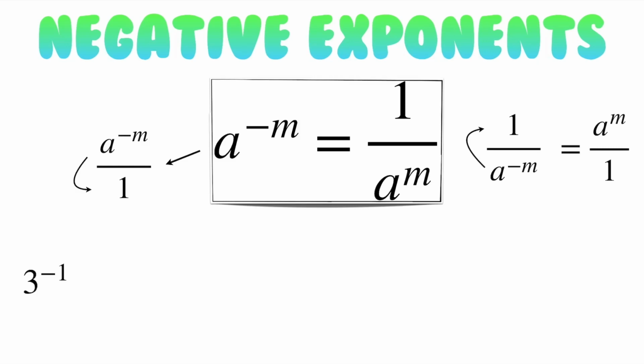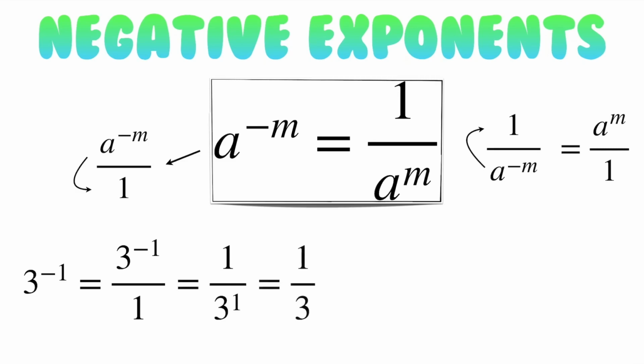So, if you have 3 to the power of negative 1, to get rid of this negative, first we're going to think of it as a fraction. So that's 3 to the power of negative 1 over 1. And to get rid of the negative, you're just going to put it in the denominator. So you get 1 over 3 to the power of 1, and you get 1/3.